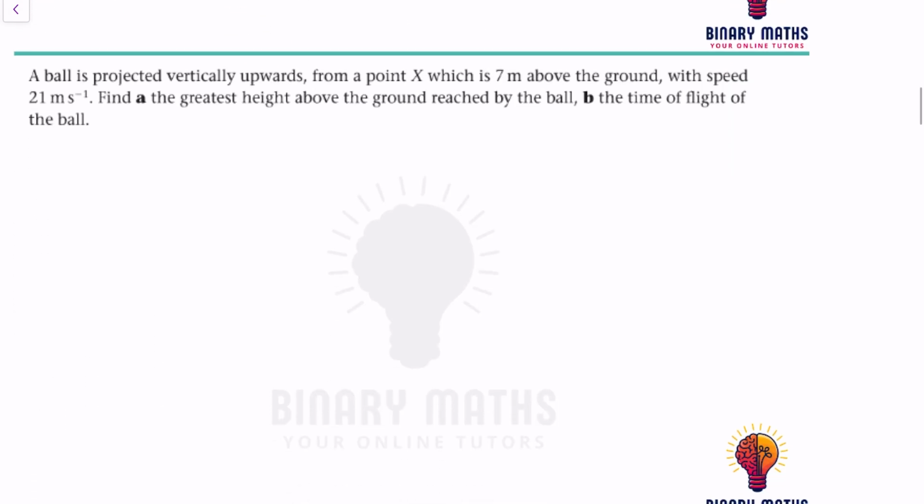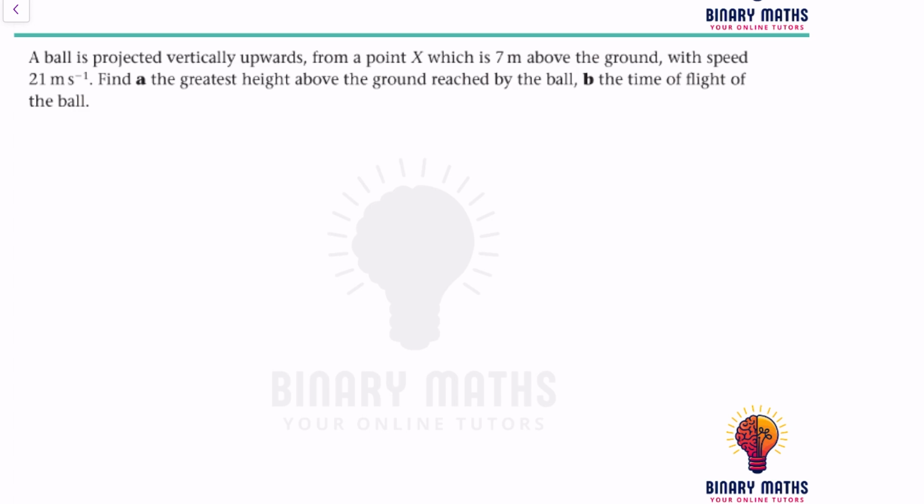Okay, next question. A ball is projected vertically upwards from point X, which is 7 meters above the ground, with a speed of 21 meters per second. So it's going to go up and then go down like this.